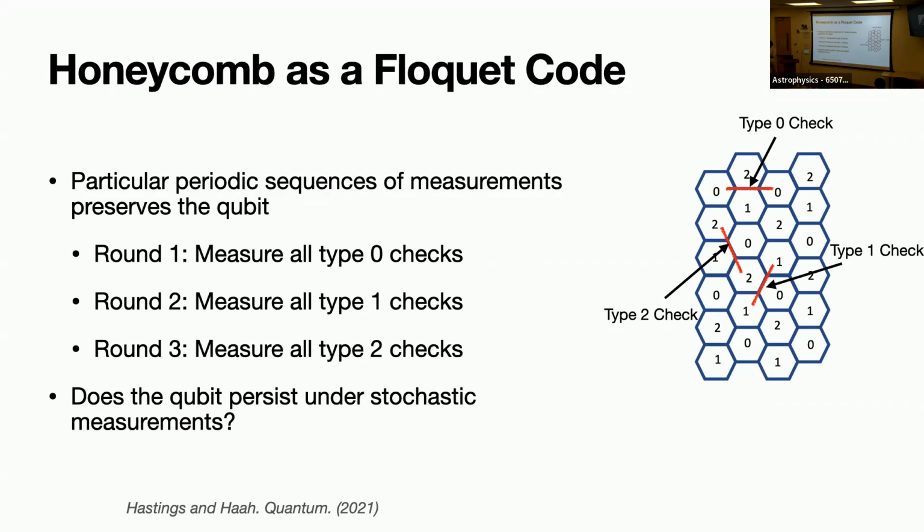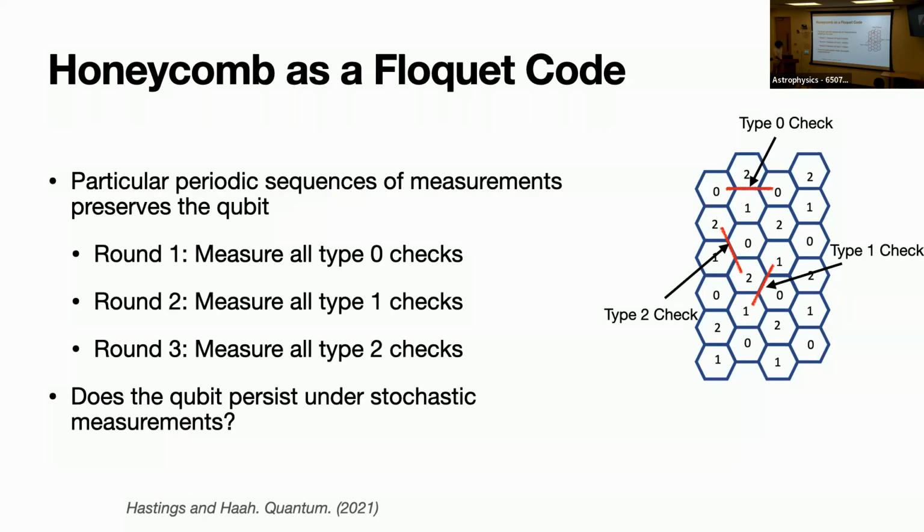So we were loosely inspired by this model, and we asked, is this a feature of just this particular prescription of measurements, or can we recover something similar in a model of just measuring things randomly? Randomly with some kind of bias, but still not everything at once. And indeed, that's what happens.